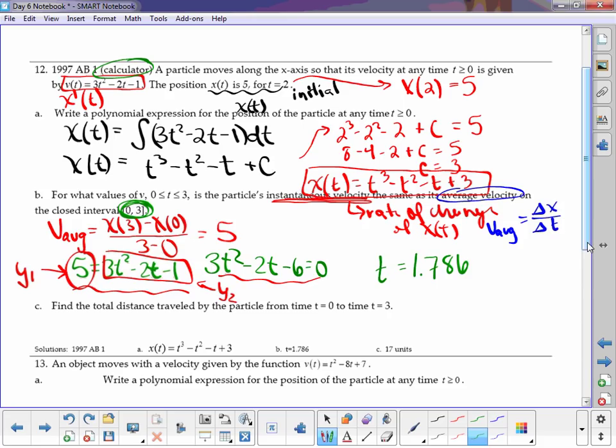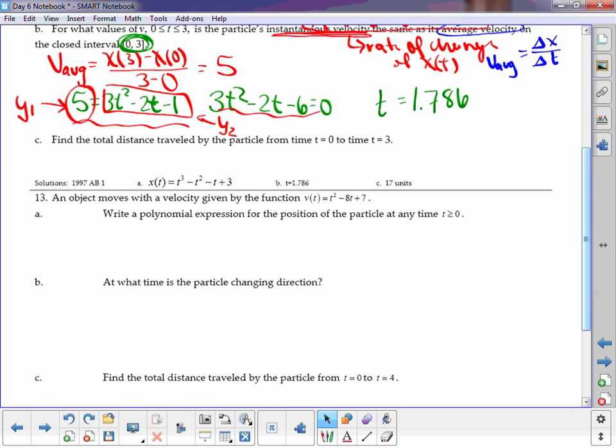So I was just saying that you could do it either way. You could graph this and find where your zeros are, or you could set each piece in y1, y2. Either method gives you the same results. Question on that? All right, so C says find the total distance traveled.